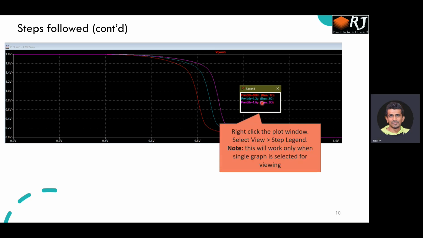So again, you can get that from the same tab option on top, where you can go to view step legend. Then you can get this option. But there is a precaution here: this works only when a single graph is selected for viewing. If you have multiple graphs, this option will be disabled by default. So make sure you have only one waveform that you are viewing. There you can get this option.